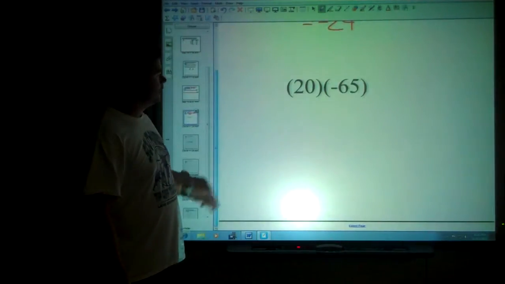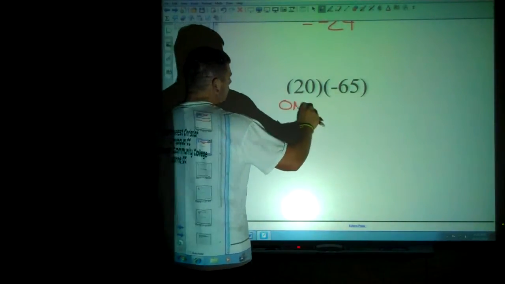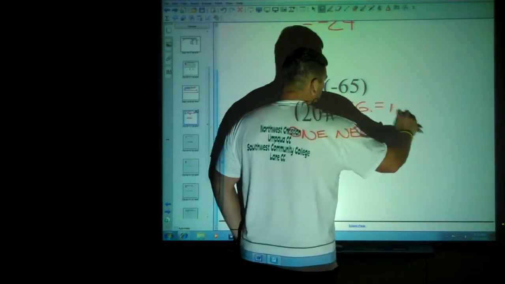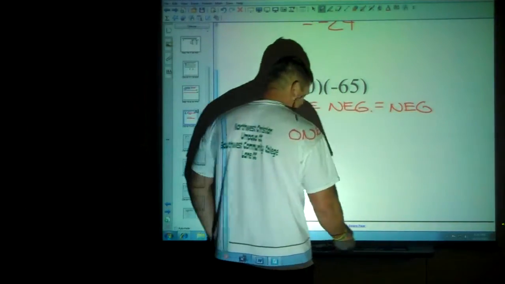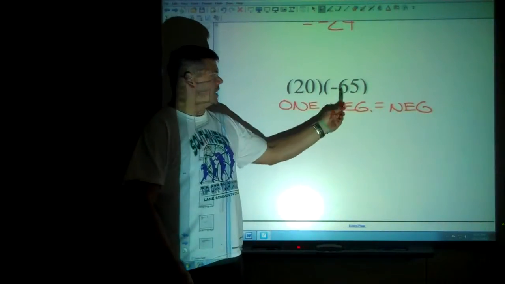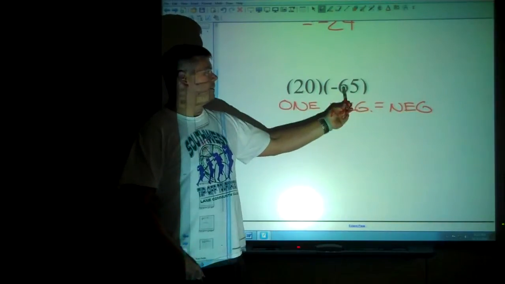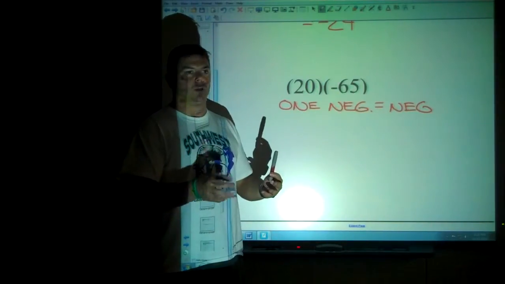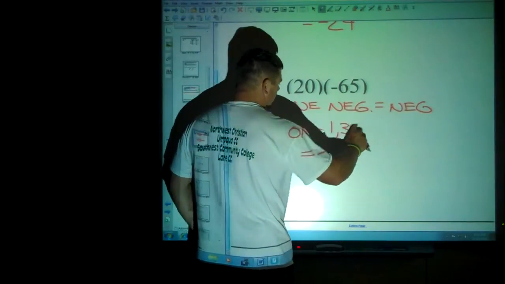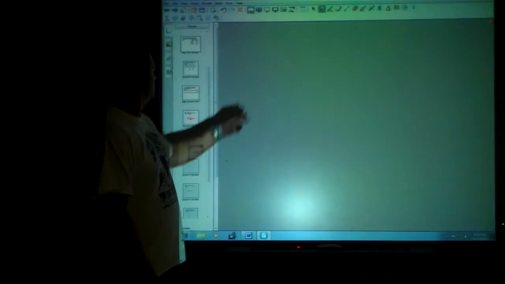If we have 20 times negative 65, once again, there's only one negative, so that's going to equal a negative answer. Now we just have to multiply them together. Well, we already know it's negative. 2 times 65 is 130, so 20 times 65 is going to be that same 130 with an extra 0 on the end. We would say negative 1,300. We don't need a calculator for these.